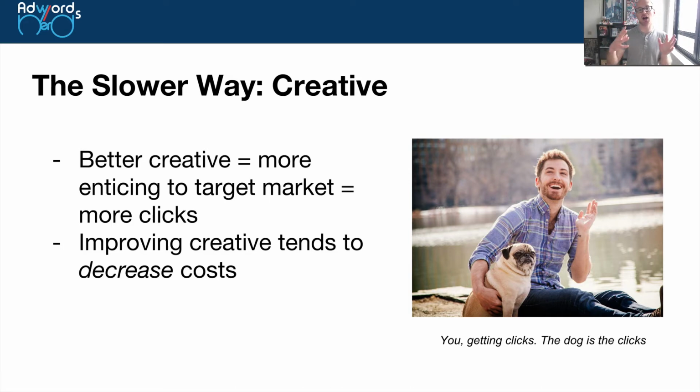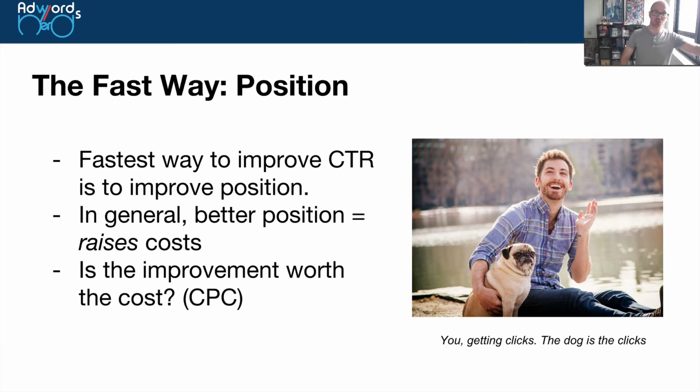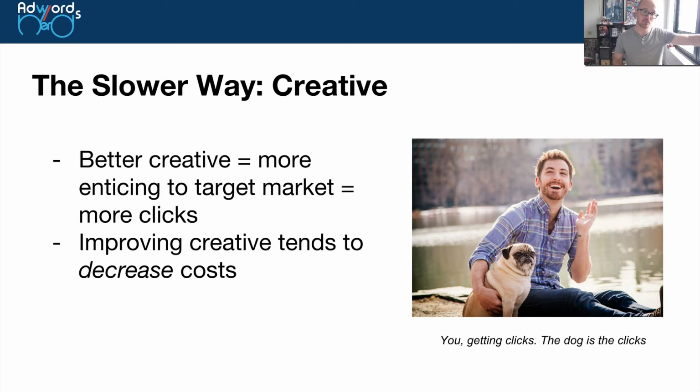And so you can get a higher click-through rate by improving your position and raising your costs, and that's the fast way to do it. Or you can improve your click-through rate by improving your creative and lowering your costs, but it's a much slower process. And there's no right or wrong. You really should do both of these, right? But I want you to understand the difference between these two major areas of click-through rate improvement because, hey, if you've got a lower budget, you really want to focus on the creative. And if you've got a higher budget and less time, you probably want to focus on position. Does that make sense? All right.